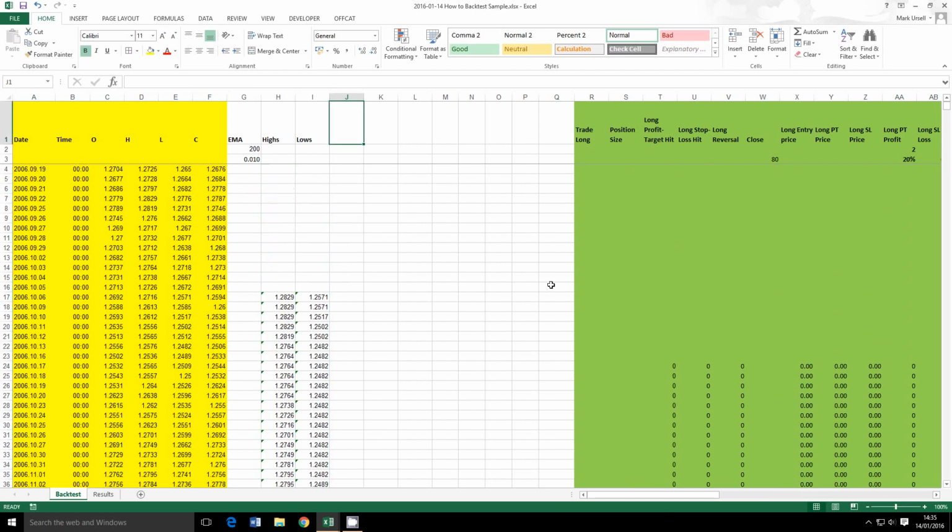We're going to calculate the value of %K. Now %K uses a formula that works out how the current close relates to the most recent highs and the most recent lows. So we do that by subtracting the most recent lows from the current close. We divide that by the highs minus the lows, and we multiply it by 100.